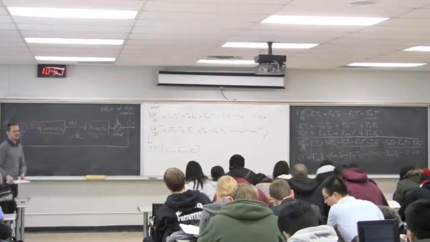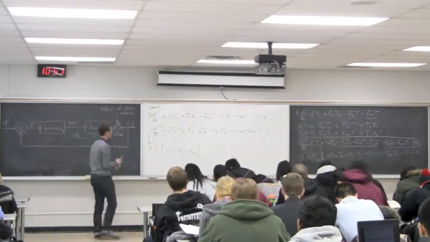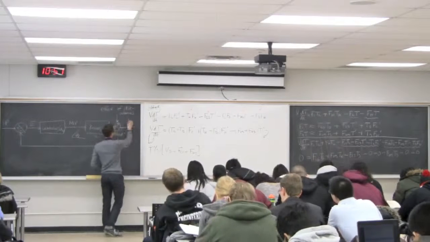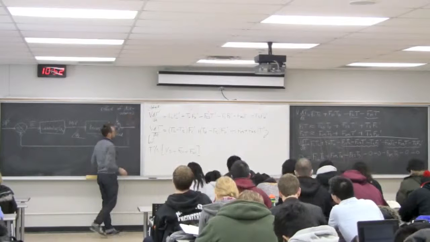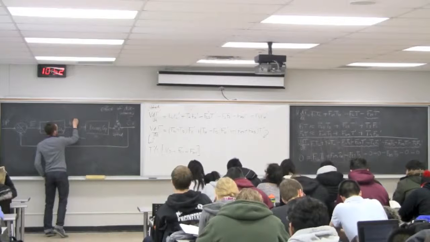Remember, T dash of s is the temperature leaving the tank. That was my controlled variable. That's why it's over here on the left-hand side. So back in this example, my controlled variable was the temperature, and my manipulated variable was FH.